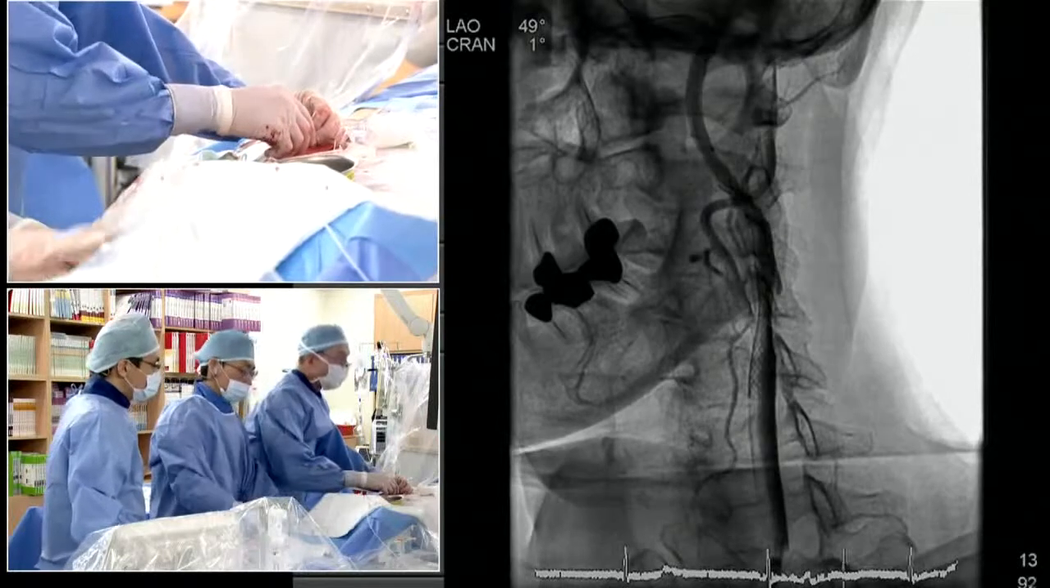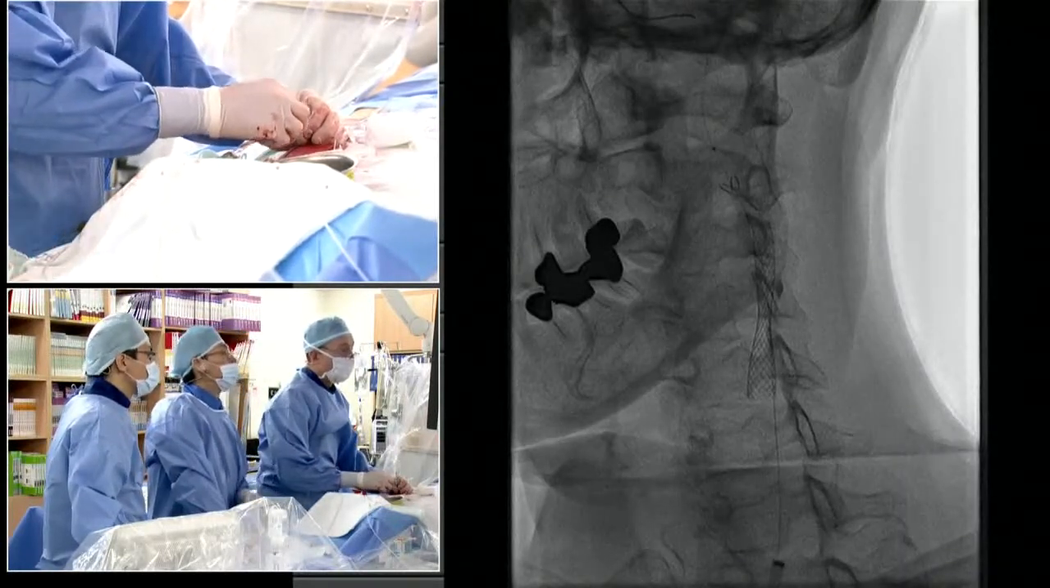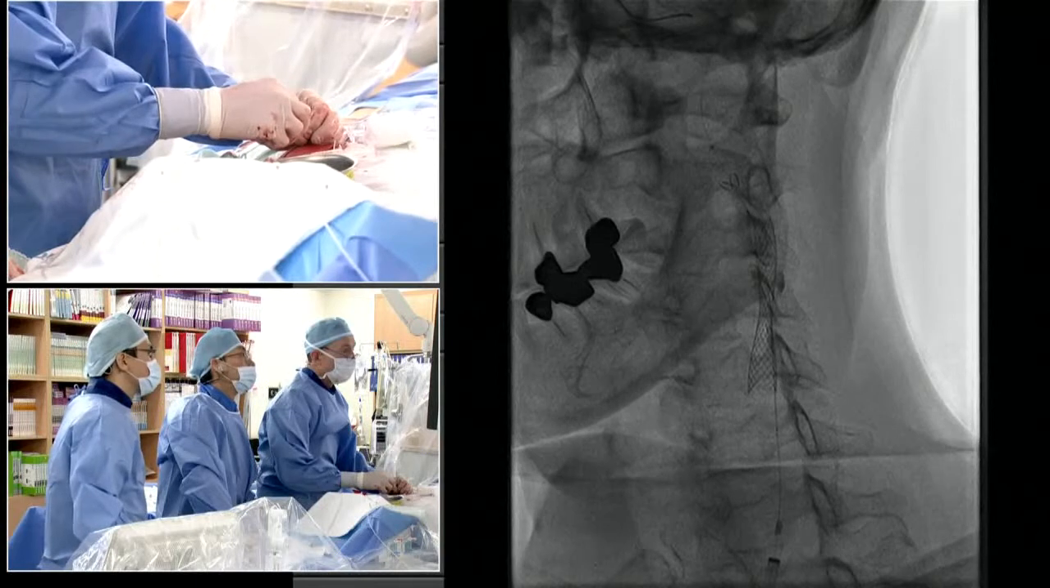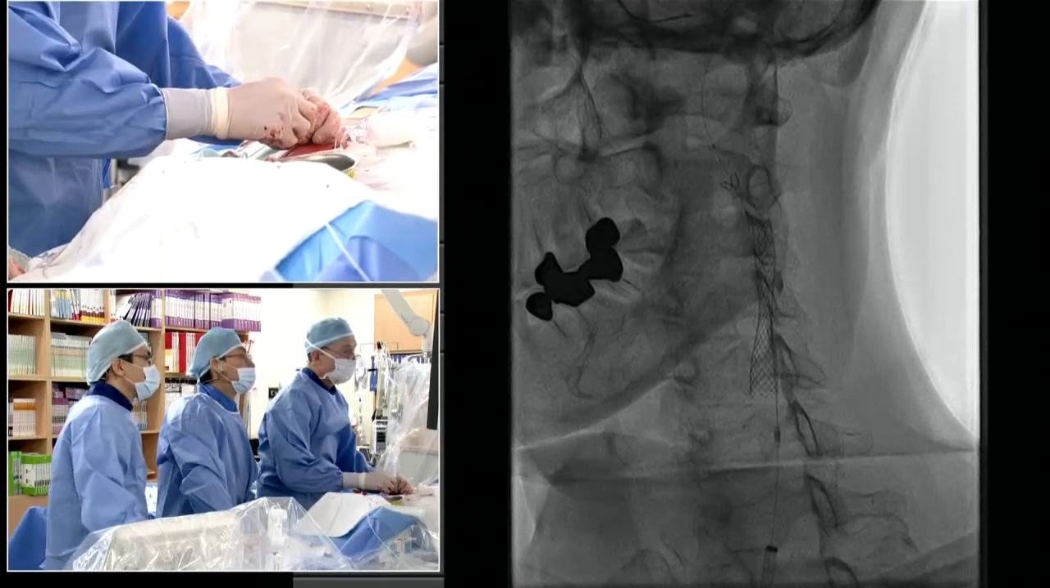I mean, the result looks good. In retrospect, it would have been an option to place the stent a little bit lower. Yeah, I think that's right. Result is still good.